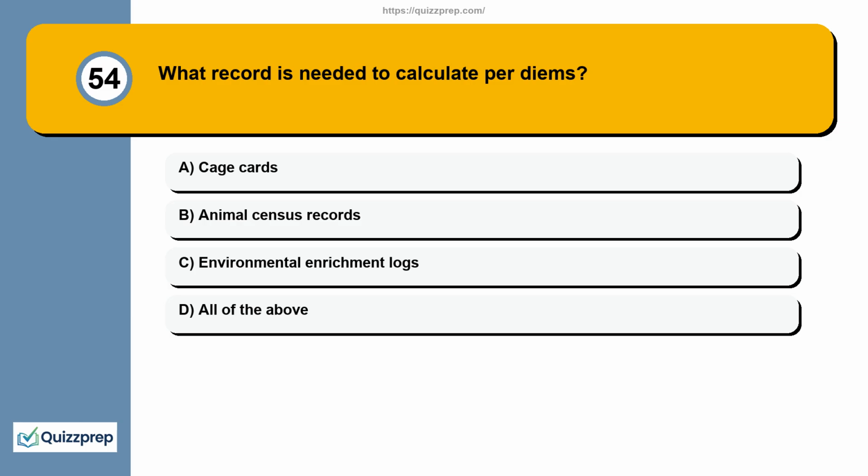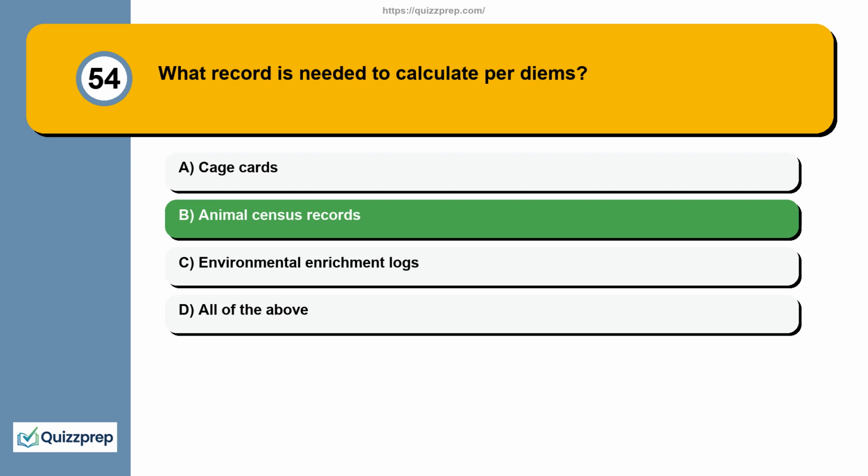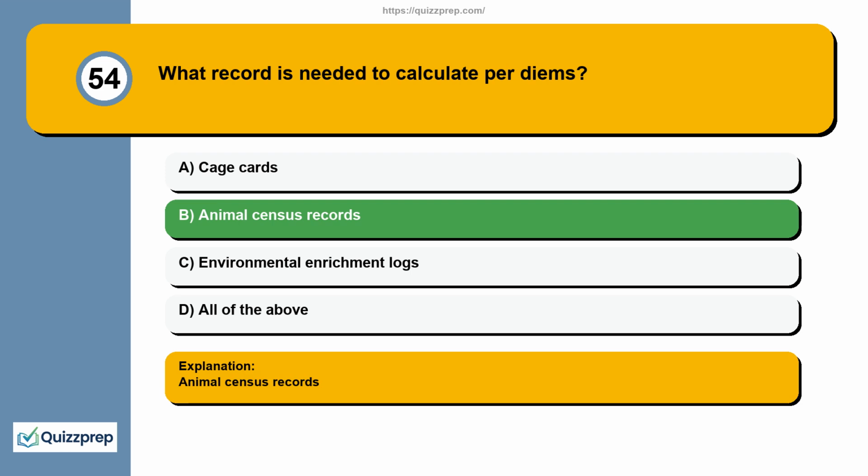Question 54. What record is needed to calculate per diems? Option A. Cage cards. Option B. Animal census records. Option C. Environmental enrichment logs. Option D. All of the above. The correct answer is option B. Animal census records.